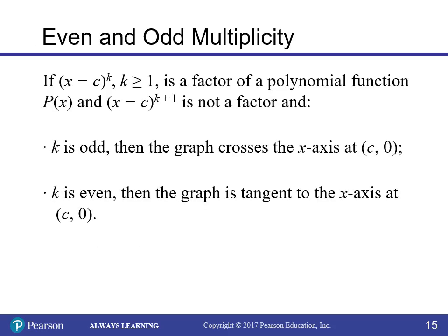Okay, let's talk about even and odd multiplicity. So if (x minus c) in parentheses is raised to the k power, and here remember k has got to be greater than 1 to be a polynomial there, and this is not a factor. If k is odd, then the graph crosses the x-axis at whatever that (c, 0) is. If k is even, then the graph is tangent to the x-axis at whatever that point is. So let's look at what this is talking about for even and odd multiplicity.